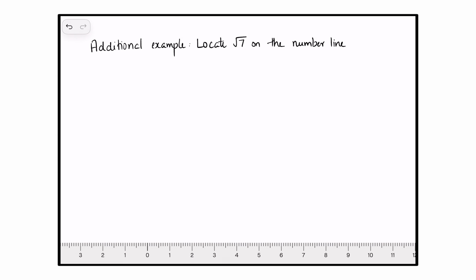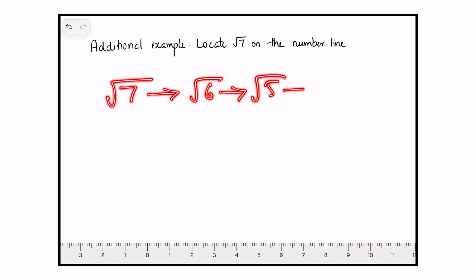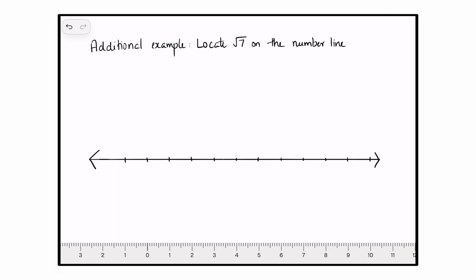Let us locate root 2 on the number line. How do we do that? To locate root 7, we will have to locate root 6, and before that we will have to do root 5, and before that root 4 up till root 2. Let's do that. I will take the starting point of root 3 that we have constructed before.